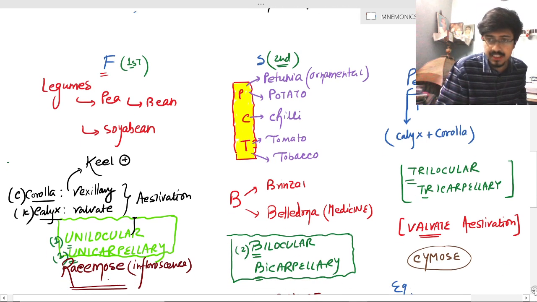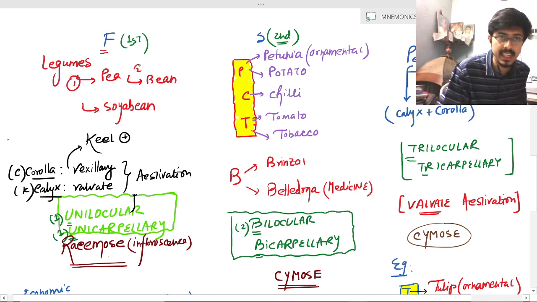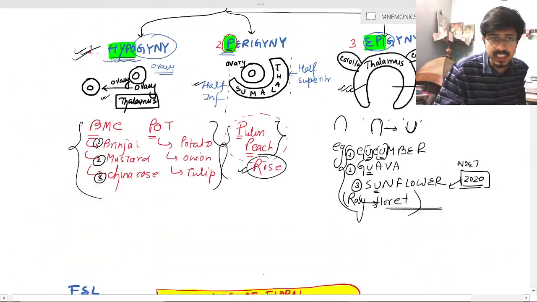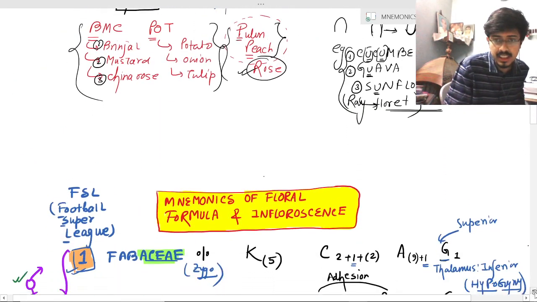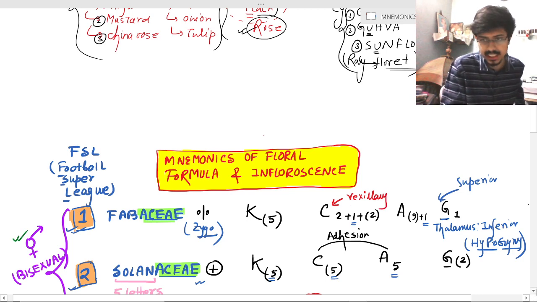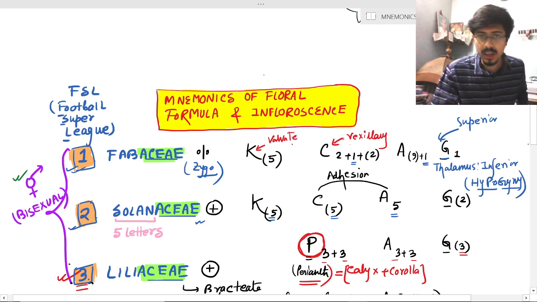In the Fabaceae group of flowers, the leguminous plants are important: the first is pea, second is bean, and third is soybean. The estivation found in the corolla is vexillary estivation. I will tell you about estivation in the next video. In the calyx part, the estivation found is valvate estivation. In the vexillary estivation one thing is very special, that is the keel.